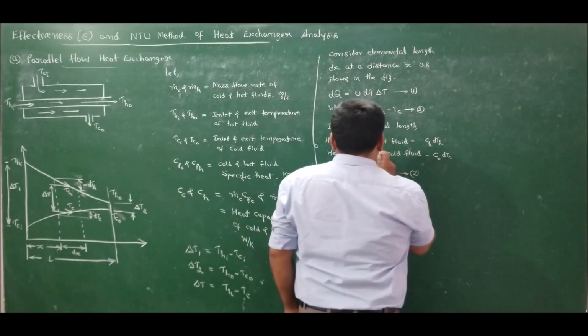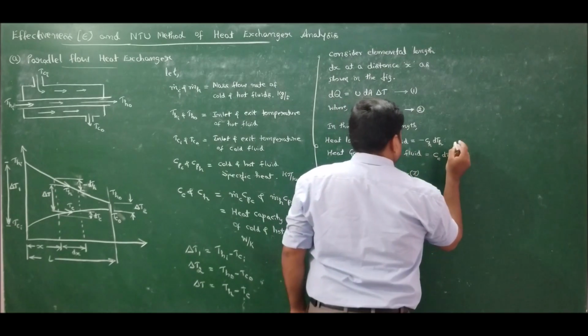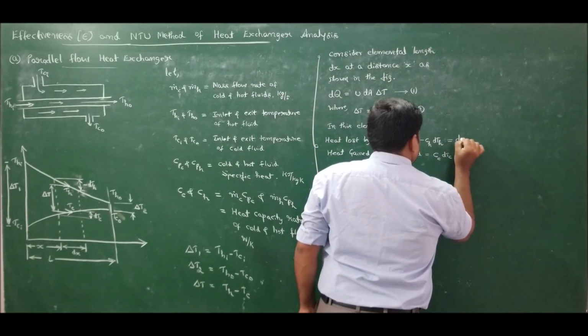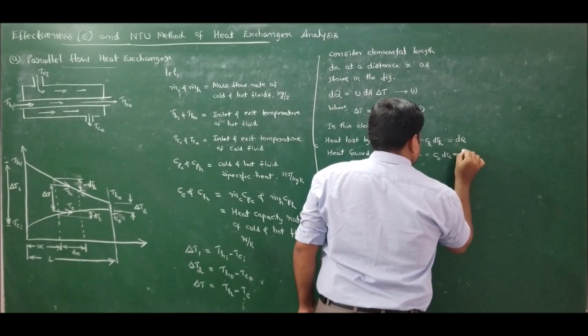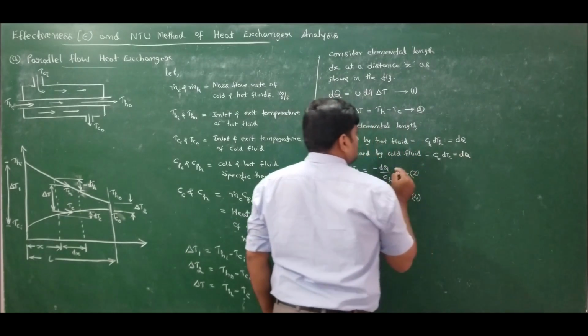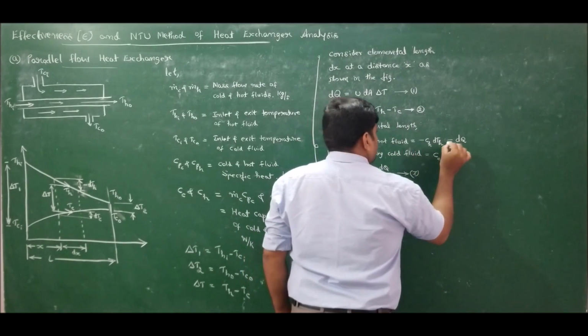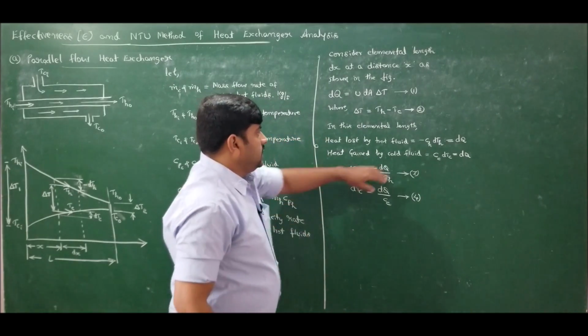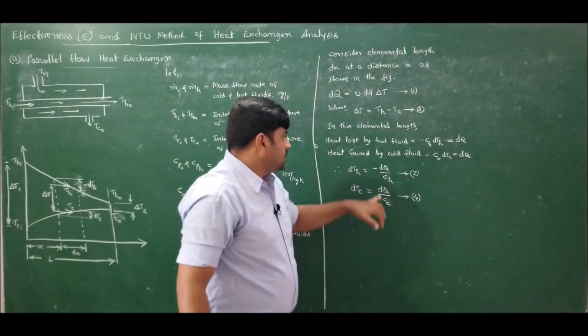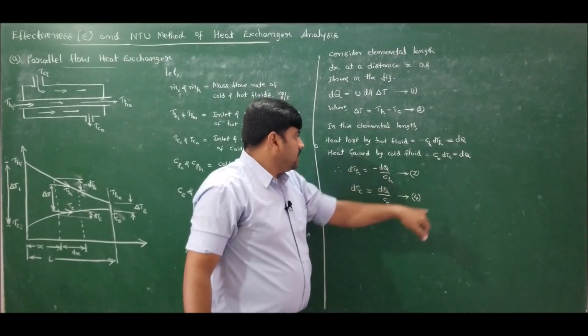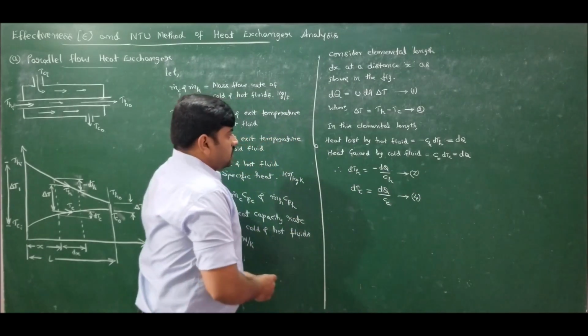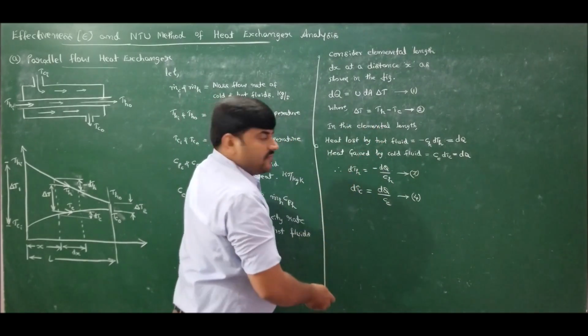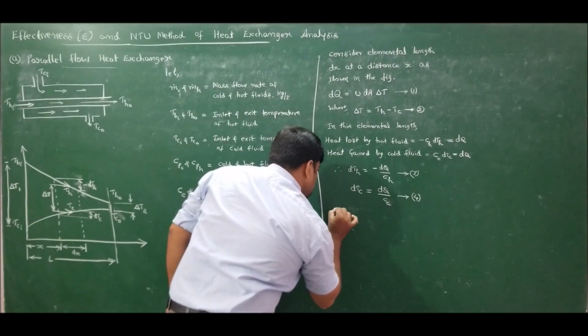So this is heat lost by hot fluid. This is nothing but dQ. Now dTH is dQ by minus CH. dTC is dQ by plus CC. Now consider equation 2 and differentiate.